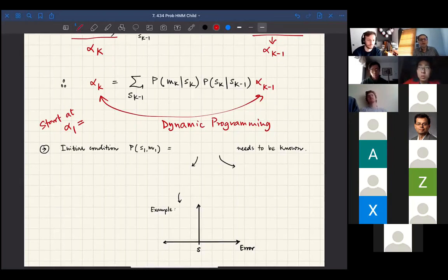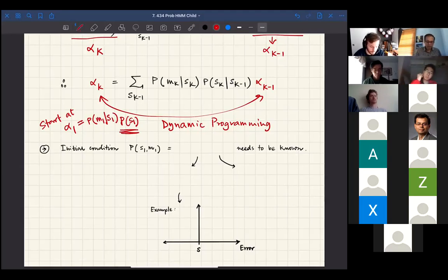What is the expression for alpha 1? There is no s k minus 1 for alpha 1, right? So alpha 1 is P of m1 given s1 times P of s1, because there's no s k minus 1, right? Does that make sense? So this is saying initially, where were you? What is the probability, and what is the measurement error initially?